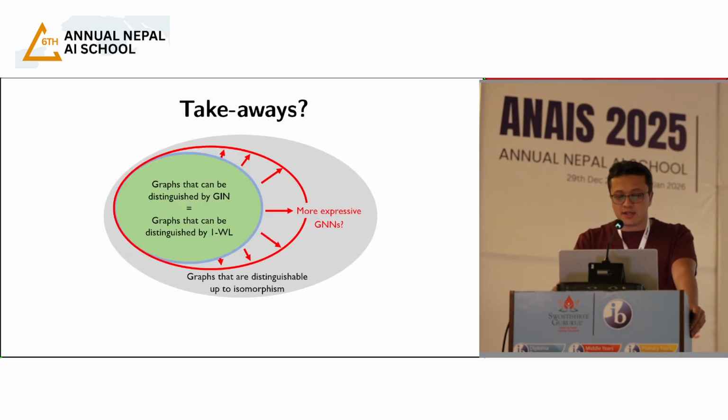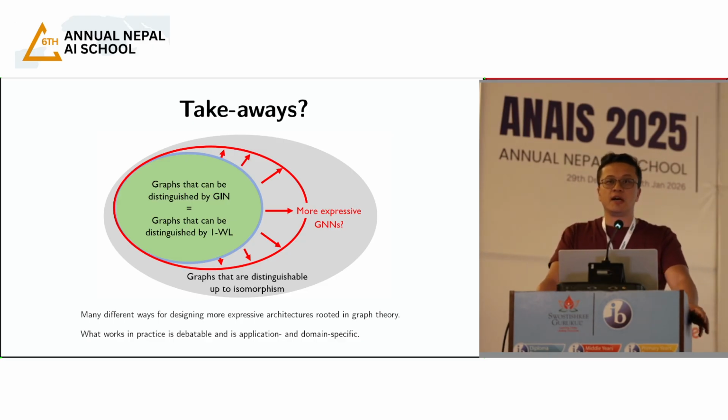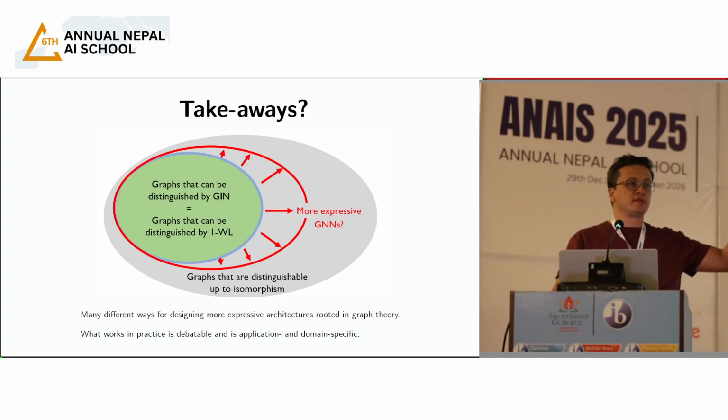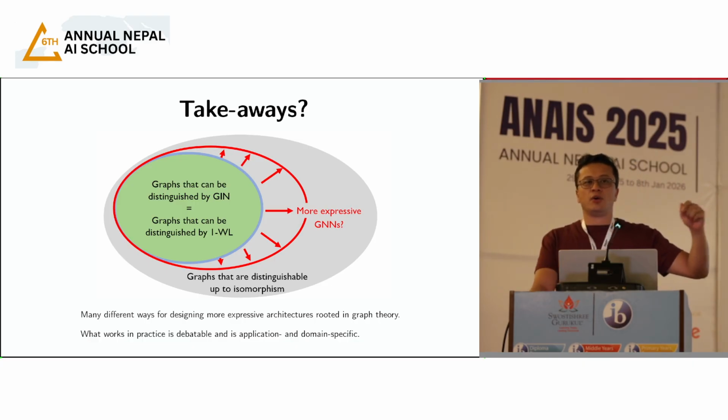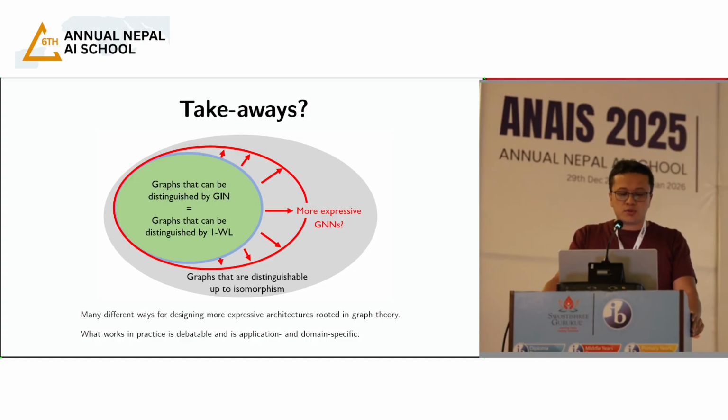Good. Okay, so what are the takeaways from this more technical lecture? There are many different ways of designing more expressive architectures. These range from very simple tricks like adding some unique identifiers, some random features, all the way to k-WL kind of message passing, computing explicitly k-WL invariants, and to things like subgraph counts or substructure counts or homomorphism counts. And what works best in practice is quite debatable, and it probably also depends on the application, and is also domain specific.